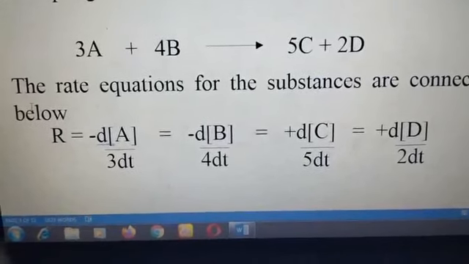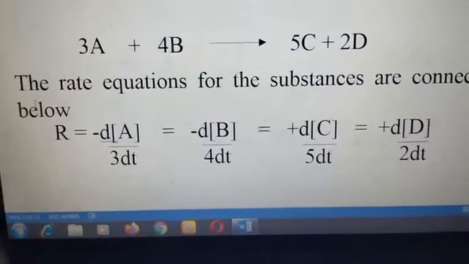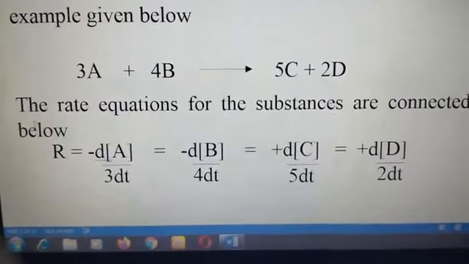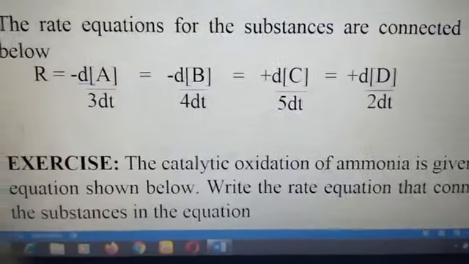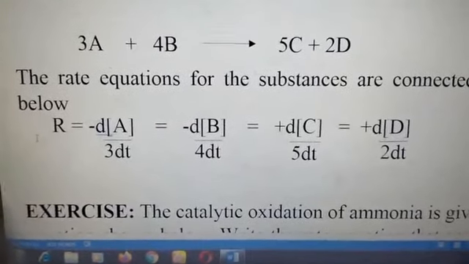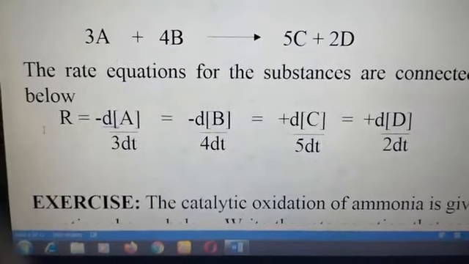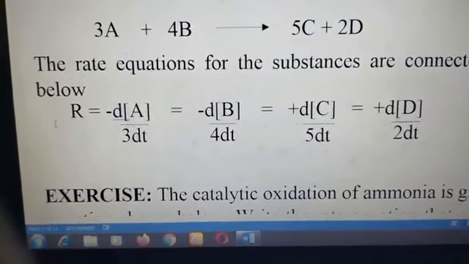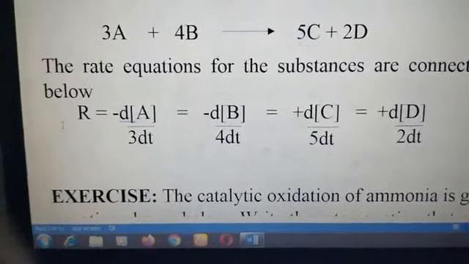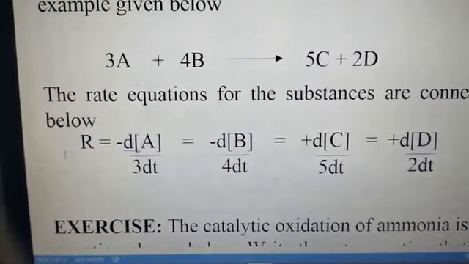Then the next thing we'll do is to divide the change in concentration by each of the coefficients as we have in the balanced equation. For example, the rate equation for these substances are connected as follows. For the first one, we'll write negative because A is a reactant, d meaning change, then square bracket A, that is change in concentration of A, all over change in time, that is dt, then divided by, we multiply the change in time by 3. So we have 3 under. So why the 3, or how come the 3? The 3 is the 3 moles of A, 3 in front of A.